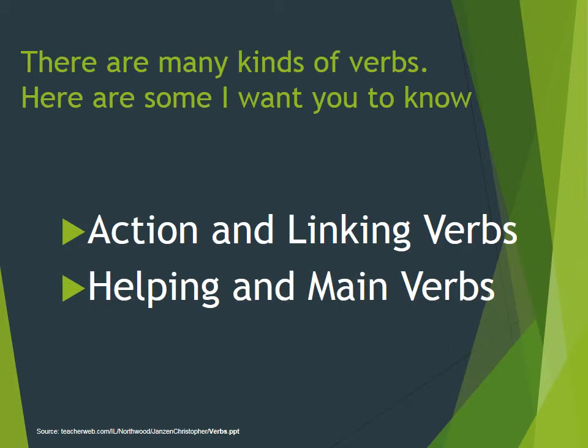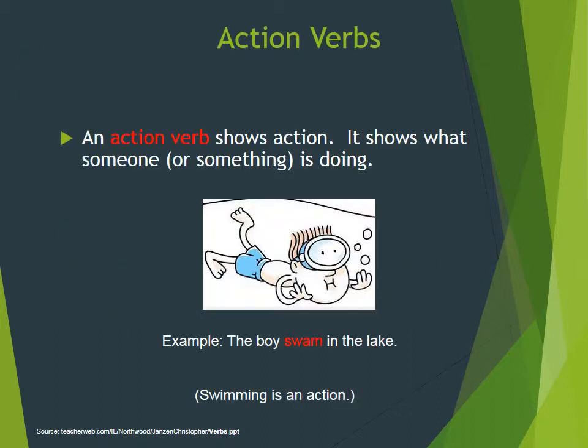There are many kinds of verbs. Here are some I want you to know. Action and linking verbs and helping and main verbs. So as we've already said, an action verb shows action. It shows what someone or something is doing. In this example, the boy swam in the lake. So swimming is an action.